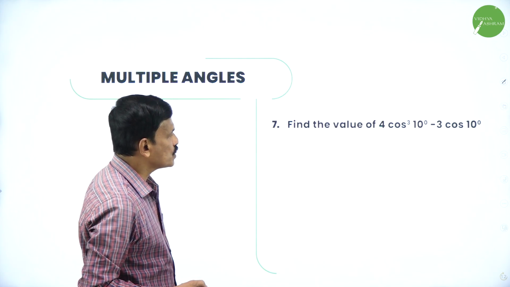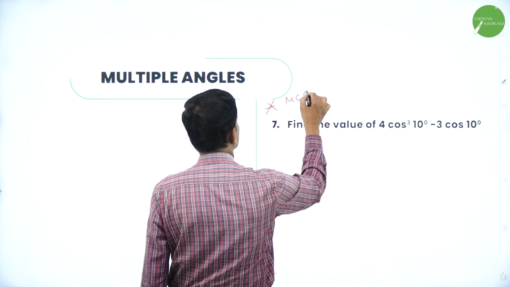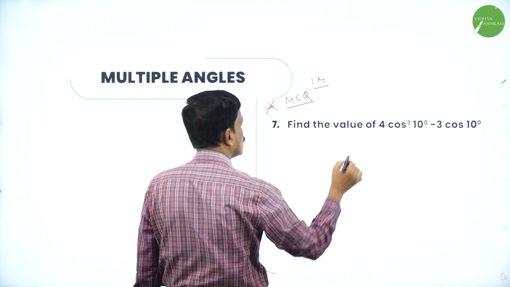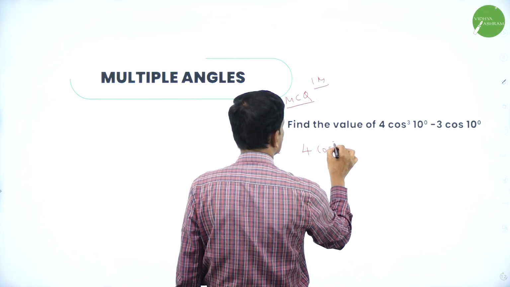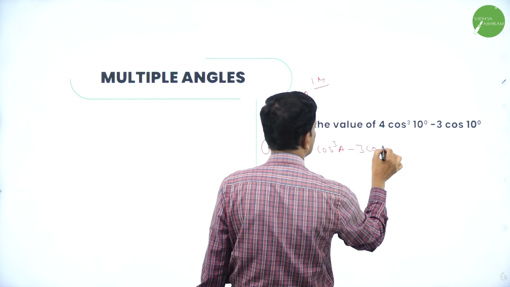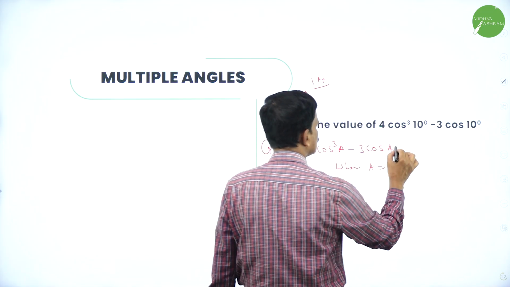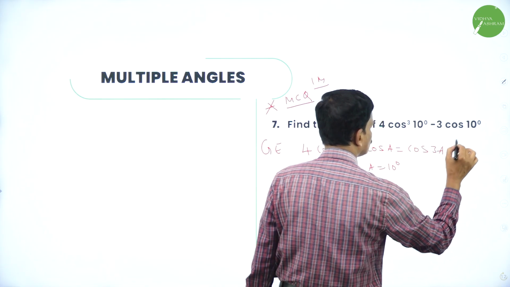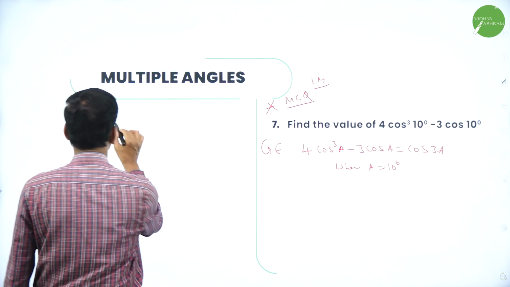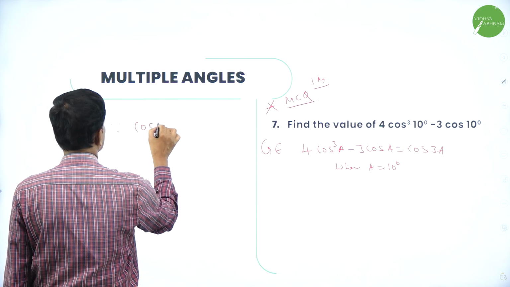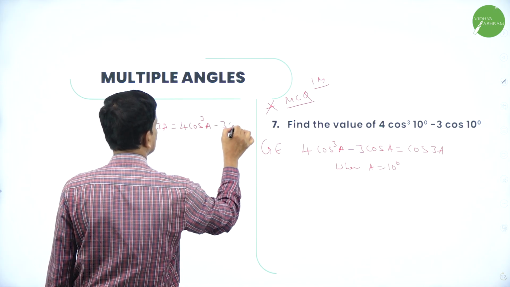Find the value of 4 cos cube 10 degree minus 3 cos 10 degree. This is also very important for an MCQ or 1 mark question. If you observe carefully, the given expression is of the form 4 cos cube A minus 3 cos A, where A is equal to 10 degree. So this is nothing but the formula for cos 3A. What is cos 3A? Cos 3A is equal to 4 cos cube A minus 3 cos A.